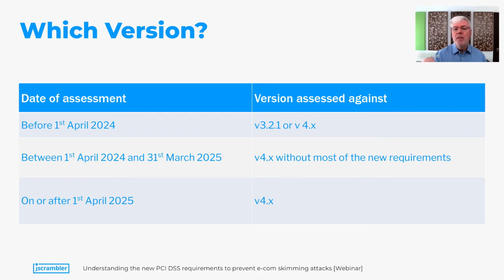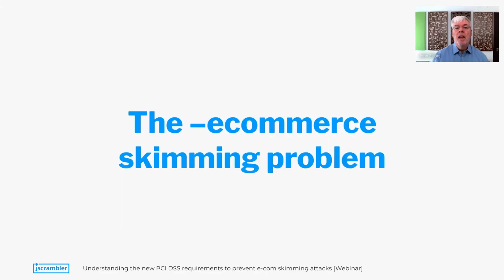And the reason for pointing this out is to say that you've got a couple of years to work out how you're going to deal with this from a PCI perspective. Criminals are attacking e-commerce websites and stealing card data from them today. And so although the new requirements are not mandatory until 2025, when I was last responsible for a major e-commerce website, we had controls in place already to counter these attacks because we didn't want to be exposed to a skimming attack.